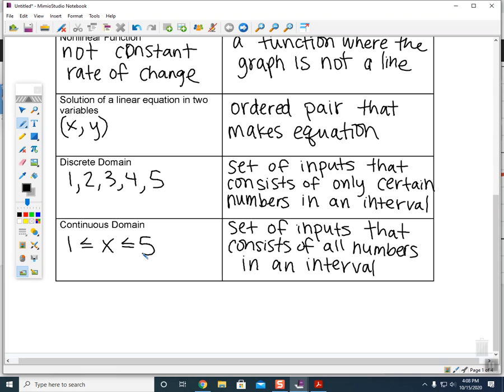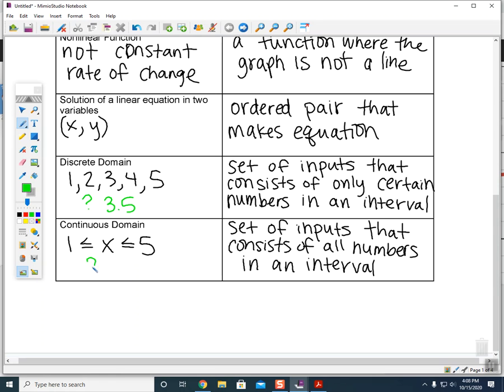So if I looked at my example from discrete domain, could I put in 3.5? Does it fit in here? No, it doesn't, right? Because my only values are 1, 2, 3, 4, and 5. 3.5 is not one of those values. It's not part of my domain.